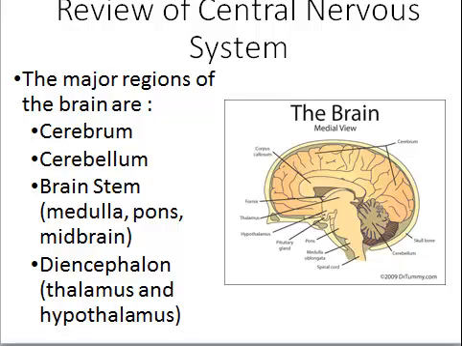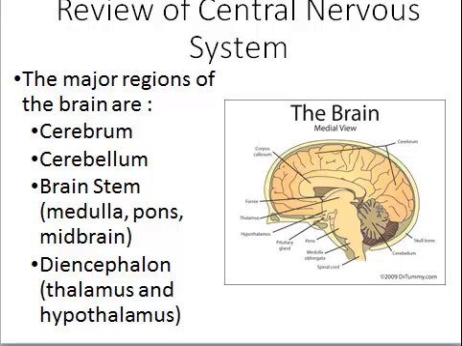V1, so it's the letter V, which is the Roman numeral 5, and then the number 1. So V1 would be the ophthalmic division of the trigeminal nerve. V2 would be the maxillary division of the trigeminal nerve, and V3 would be the mandibular division of the trigeminal nerve. So let's do a quick review of our central nervous system, specifically our brain and brain stem.